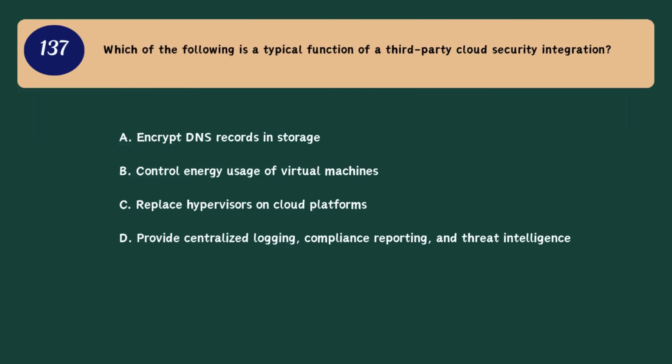Question 137. Which of the following is a typical function of a third-party cloud security integration? A. Encrypt DNS records in storage. B. Control energy usage of virtual machines. C. Replace hypervisors on cloud platforms. D. Provide centralized logging, compliance reporting, and threat intelligence.